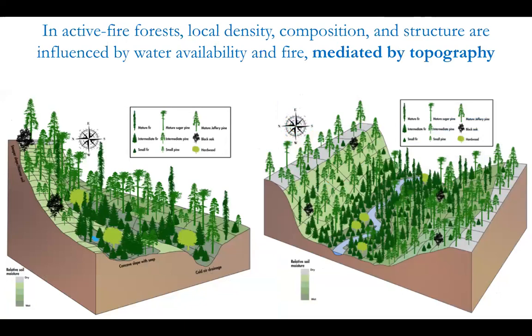And there's another sort of paradigm underlying this: in active fire forests, the local density, composition, and structure are influenced by water availability and fire, but those are mediated by topography. So we have a pretty good idea of how topographic variability should influence density and basal area. Examples in this figure show reduced densities on ridge tops, increased densities in concave slopes, drainages, valley bottoms, and also a difference in composition, with generally less drought tolerant, more shade tolerant species occurring in the denser parts of the landscape.